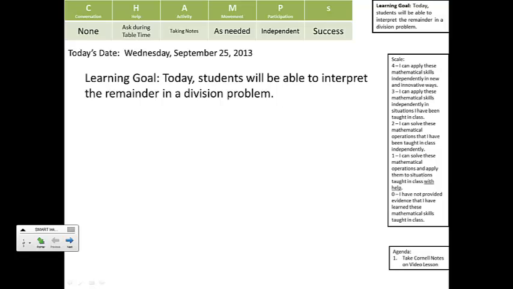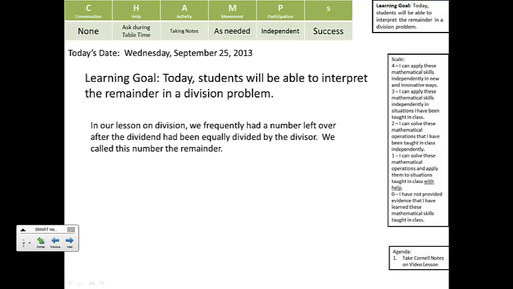Okay, good evening. Starting back with our class videos, our learning goal for this evening is that students will be able to interpret the remainder in a division problem. Now, through the last couple of lessons that we've had, we've often got a remainder as part of our answer, and what we're going to be doing today is talking about what that remainder actually means.